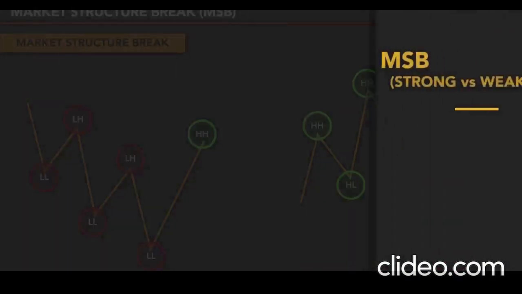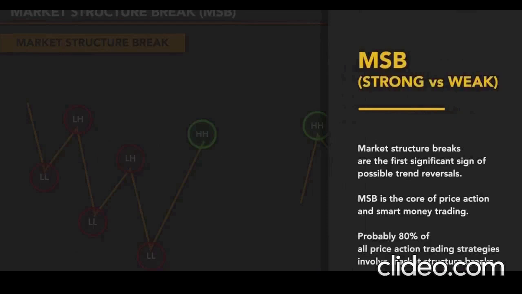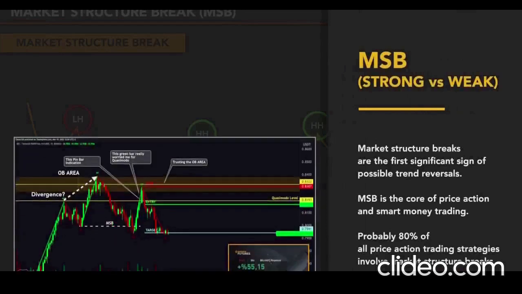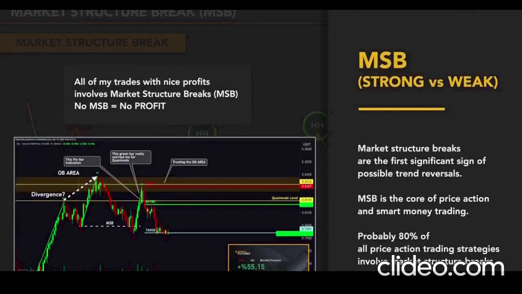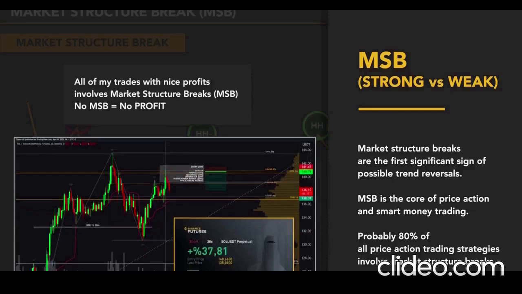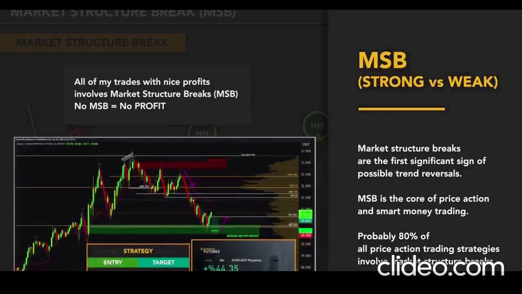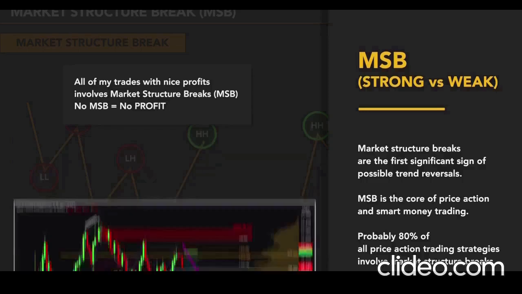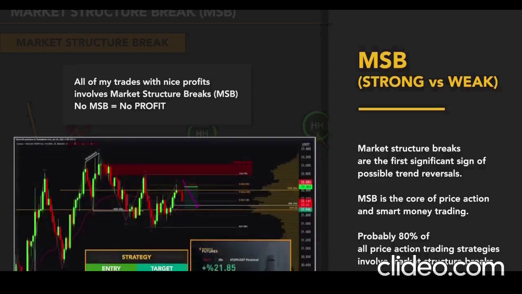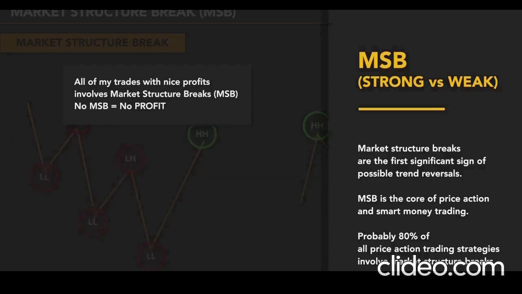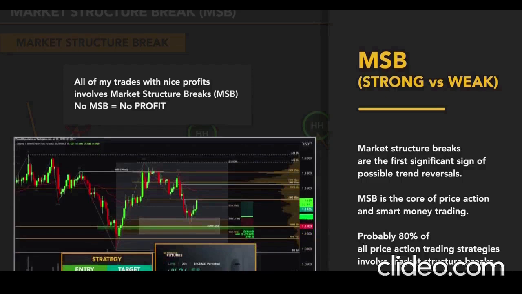Step 1. Strong and weak market structure breaks. Market structure breaks are the first significant sign of possible trend reversals. I'm using the word possible because no one in the world can be 100% sure when it comes to trading. MSB is the core of price action and smart money trading.